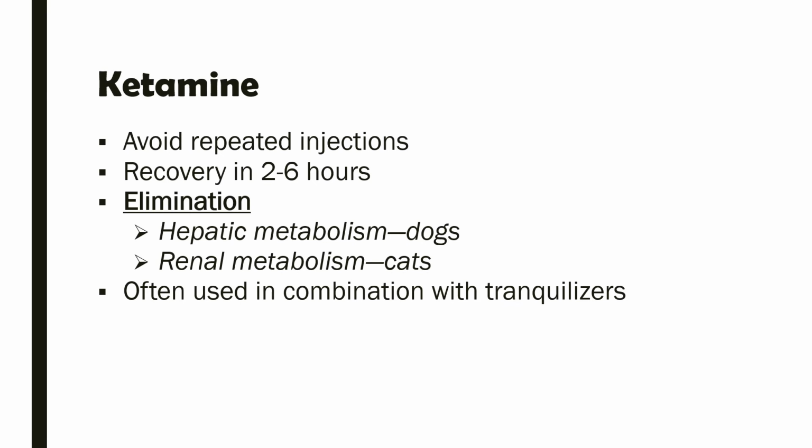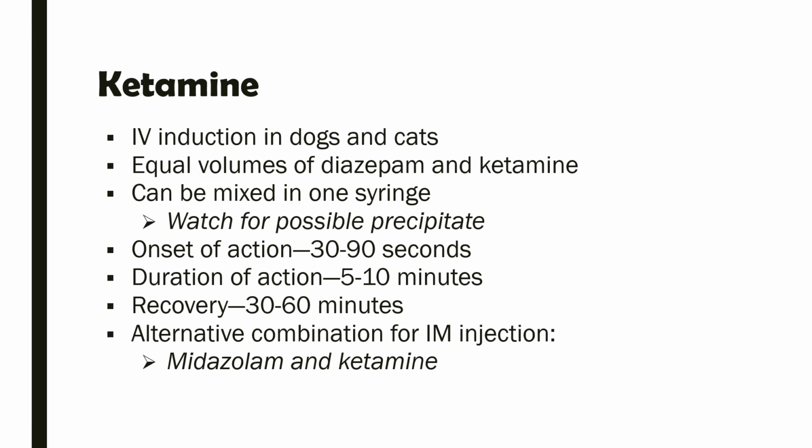For the elimination, in dogs, usually it is via hepatic metabolism, and for cats, that is through the renal metabolism. And again, it is often used in combination with tranquilizers because it can induce the cataleptoid state. IV induction can be used also for dogs and cats. For drug combination, it should be combined with a benzodiazepine, such as diazepam, so it can be combined in equal volume, and they can be mixed in one syringe. And of course, you have to watch out for precipitate.